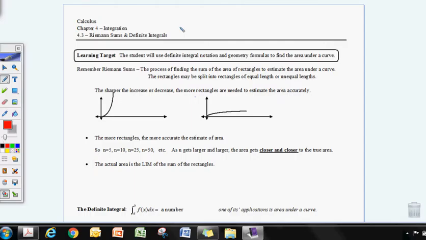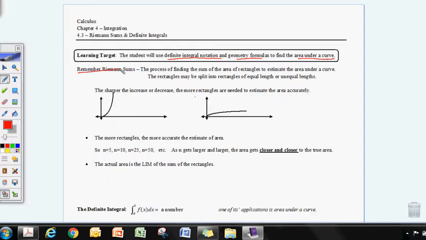Today we're going to talk about some Riemann sums and some definite integrals. Now, when you read your learning target, it says we're going to use definite integral notation and some geometry formulas to find the area under the curve. So it's a continuation of what we've done using the rectangles back on Thursday and Friday, to the trapezoids on Monday, and now Riemann sums.